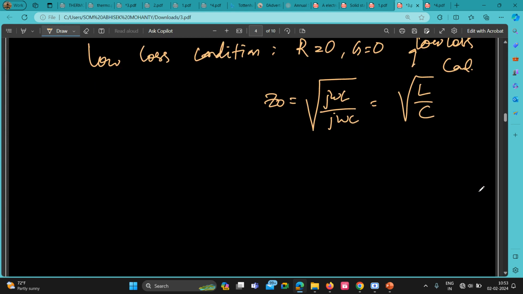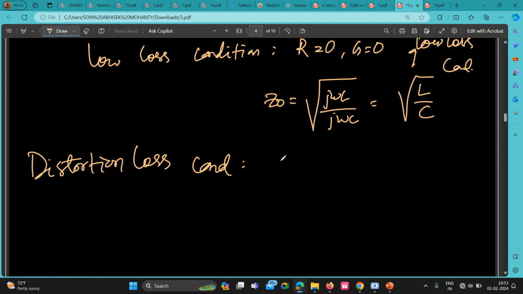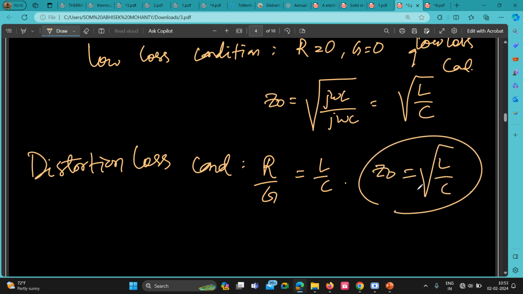Now, distortionless condition. Distortionless condition is R by G is equal to L by C. Even if you do that, still you will get root L by C. Is that right?